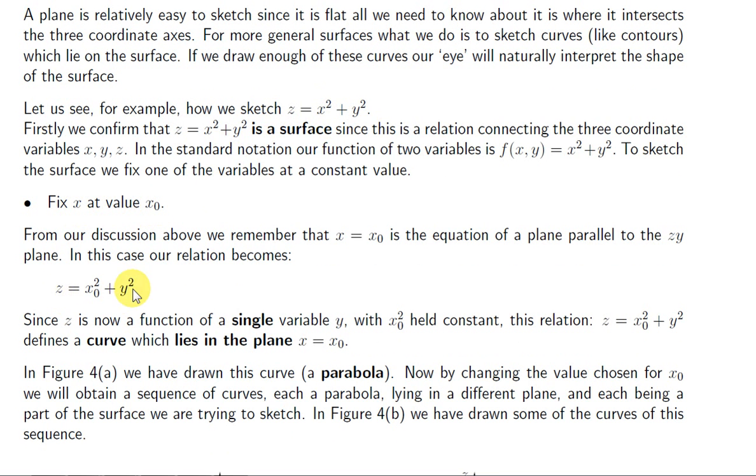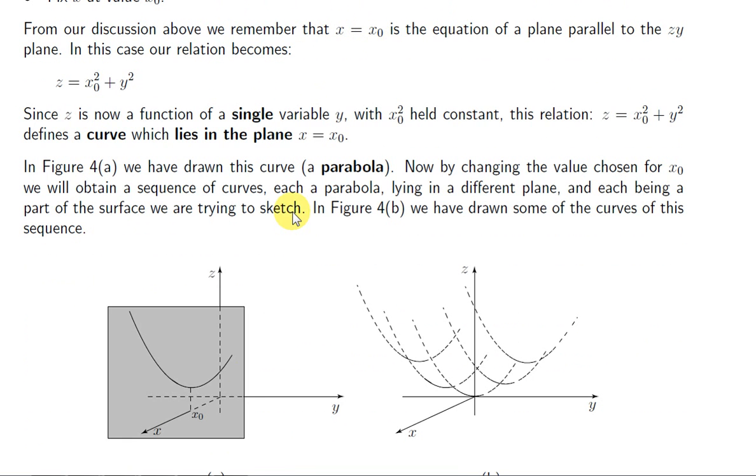So here we just have a function of one variable. Z is a function of y only. Now if x is fixed, then we need to consider all points on this plane. So we saw in the last video that when x is a constant, then we have a plane that's parallel to the yz plane and cutting through the x-axis at x0. So all points on this plane have the property that their x value is a constant, and that constant is given by x0. So we want points on the surface whose x value is x0.